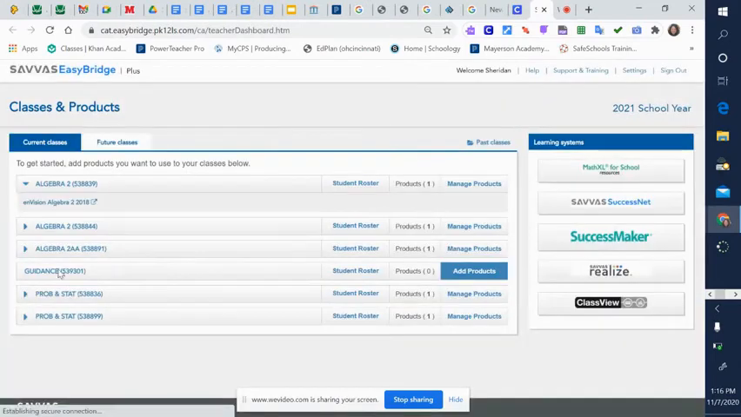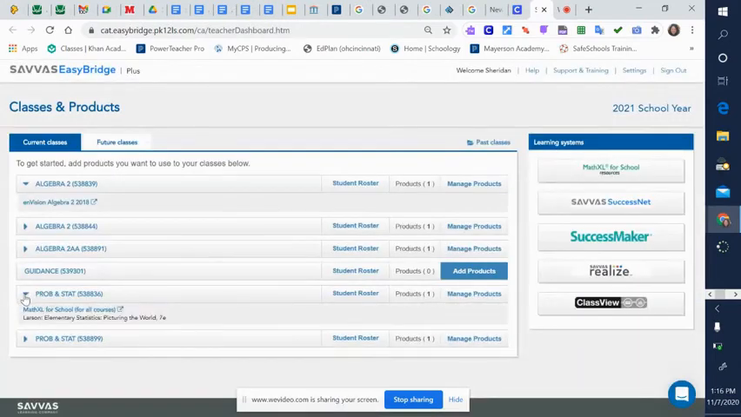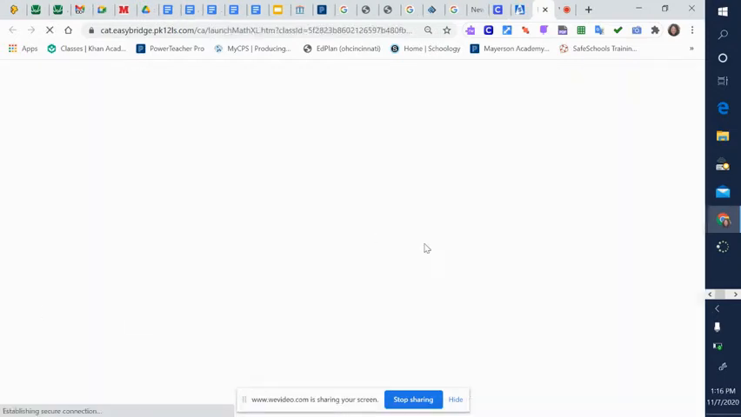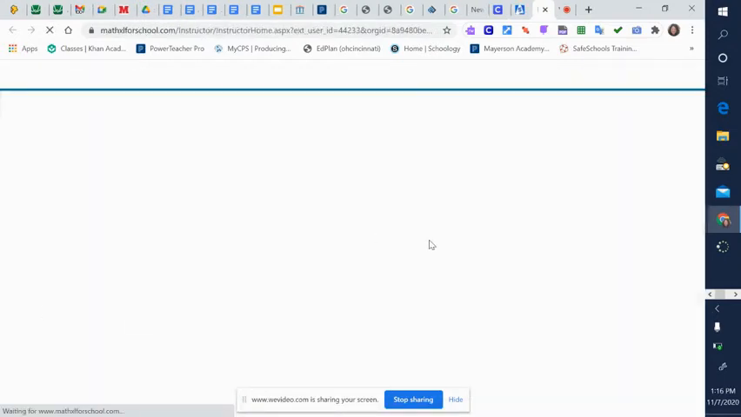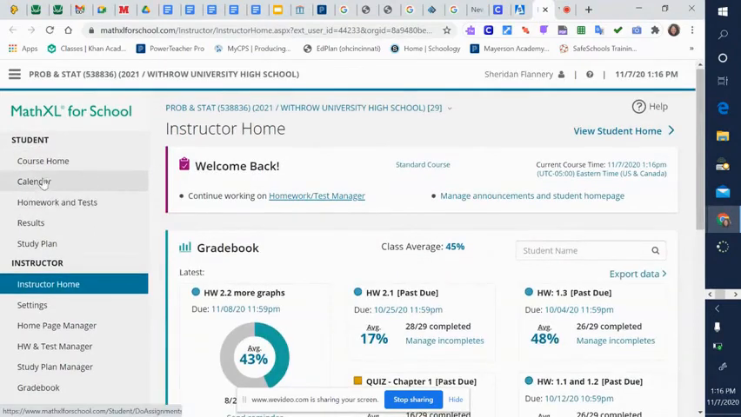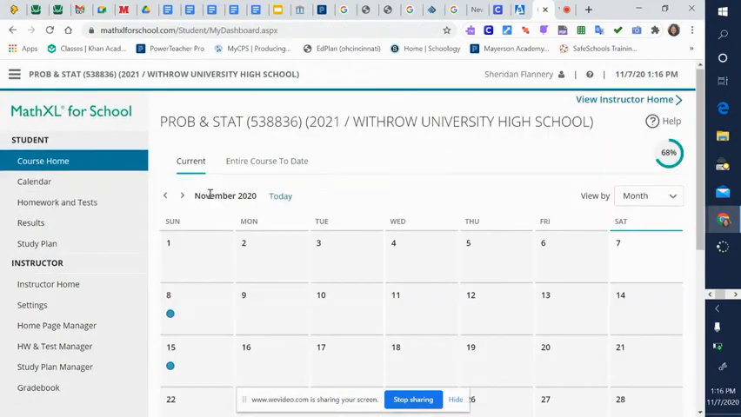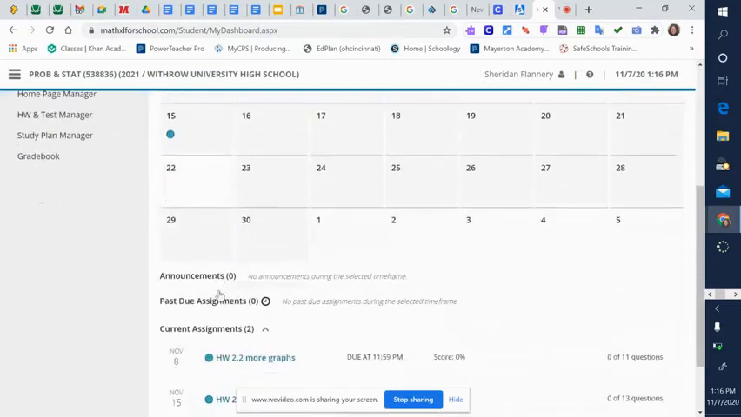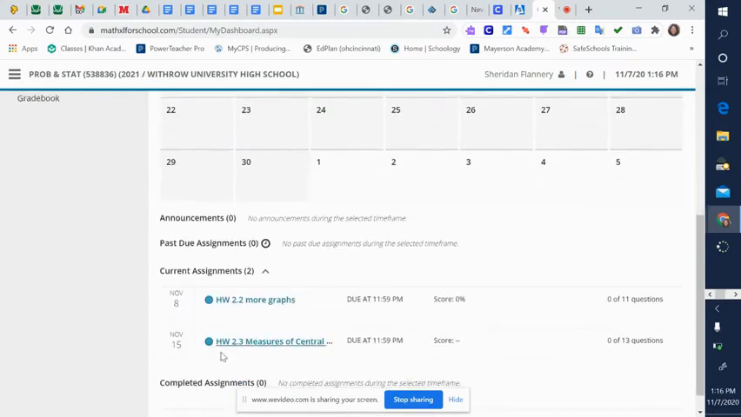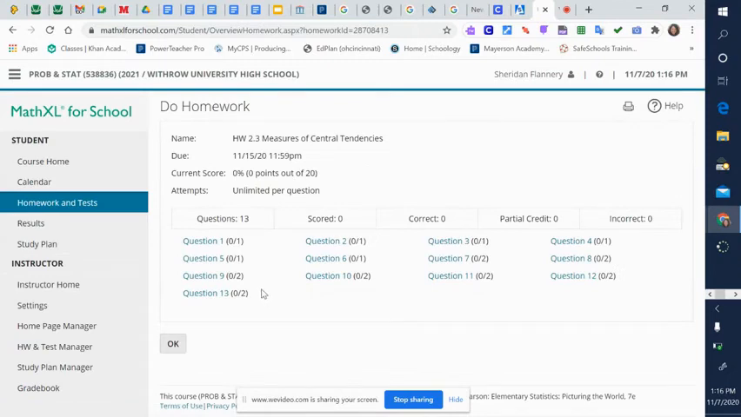And then you're going to find our class, click on the little arrow on the left, and then click Math Excel for School. And here we go. So for the student version, let me pull that up. You'll notice that I have this assignment, 2.2, due Sunday, November 8th. And I'm going to talk to you about the assignment that's 2.3, that's due November 15th. Okay, so I'm going to click on that.